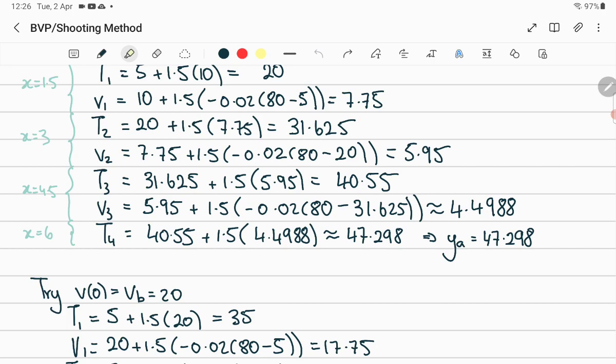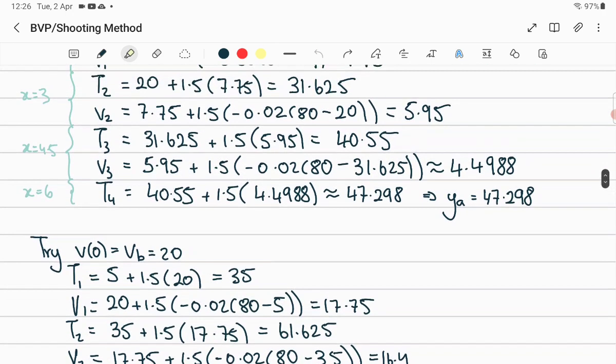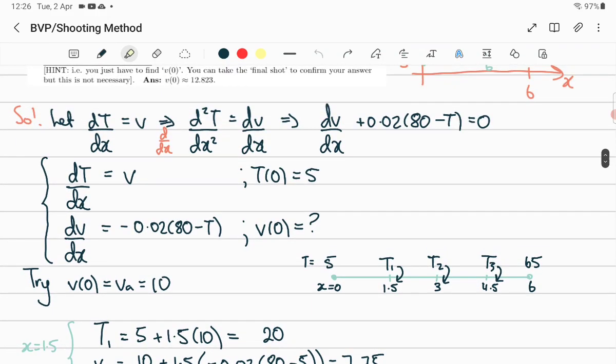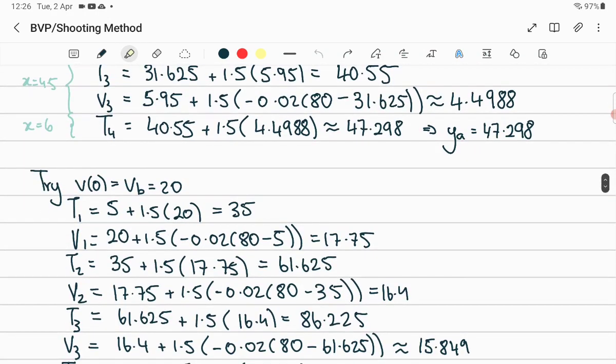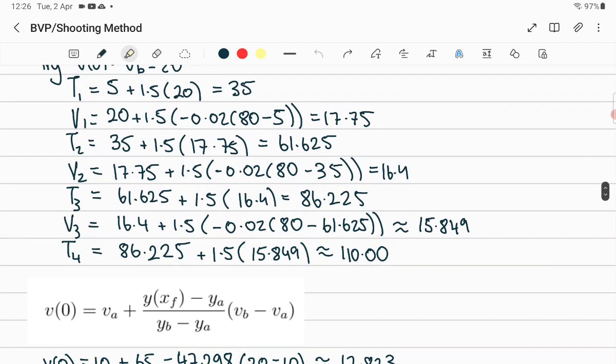Okay, and we got 47.298, and we're trying to hit 65. Sorry, that's an undershoot. We're trying to hit 65, and we only got 47.3. So we try a bigger slope of 20, repeat the same thing again, back from the very start, and we get an overshoot of 110.